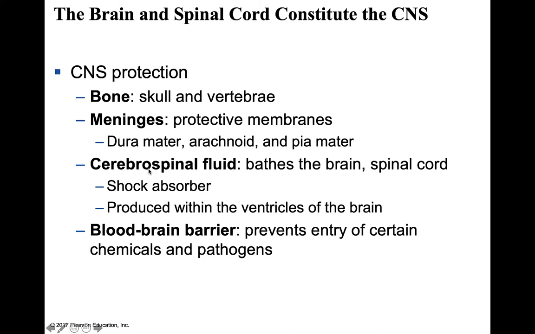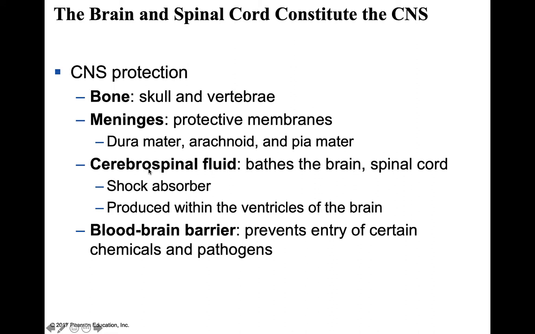Also, there's cerebrospinal fluid, and this is the fluid that's actually bathing the brain, and this fluid acts as a shock absorber. Now, the fluid is also produced by the ventricles within the brain, and we've heard the term ventricles before. I want you to think of ventricles as a chamber. It's a space, okay?